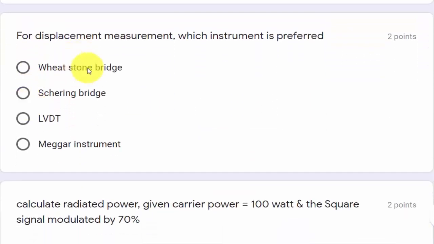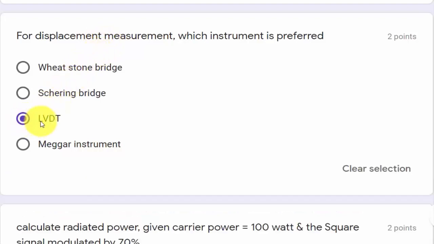Next question, for displacement measurement, which instrument is preferred? Wheatstone bridge, shearing bridge, LVDT, Megger instrument. We know that for displacement measurement, we are going to make use of LVDT because the sensitivity is 40 volt per millimeter. Nothing but for every 1 millimeter displacement, you will be getting a voltage of 40 volts. So it is LVDT, linear variable displacement transducer.